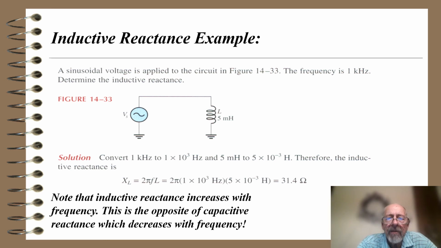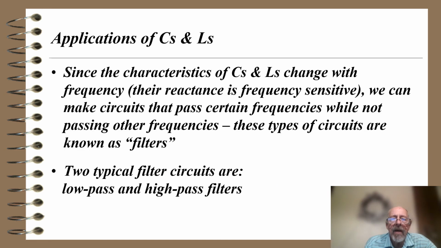So here's an inductive reactance example. In this case, we've got an AC signal source, V_S, and an inductor of 5 millihenries, and it turns out when they do the math here, at 1 kilohertz, the X_L value would be 31.4 ohms. So note that inductive reactance increases with frequency, the opposite of capacitive reactance, which decreases with frequency. So for an inductor at 0 hertz, the reactance looks like 0, and as we go to infinite frequency, the reactance looks like infinity.